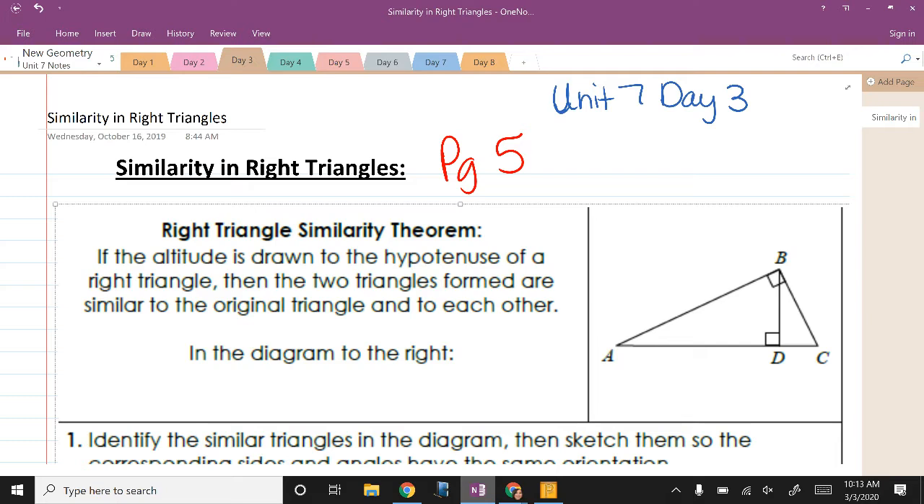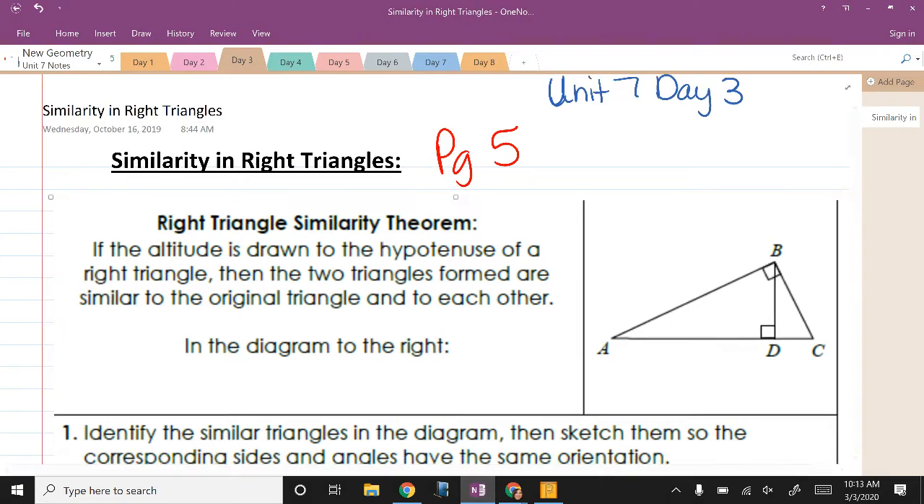Now, right triangles have 90-degree angles. They have a lot of special characteristics that other triangles don't have. And also similarity among them will have some special circumstances that we can use and different formulas we can use that we cannot use with other similar triangles.